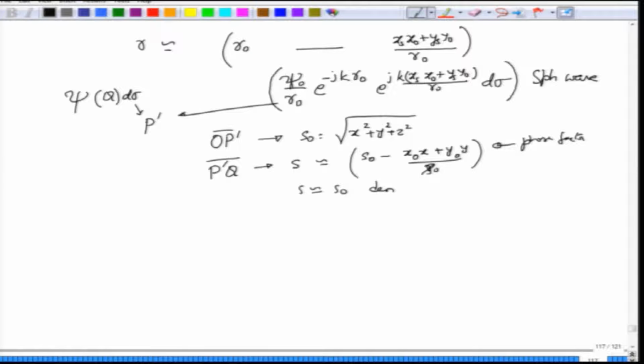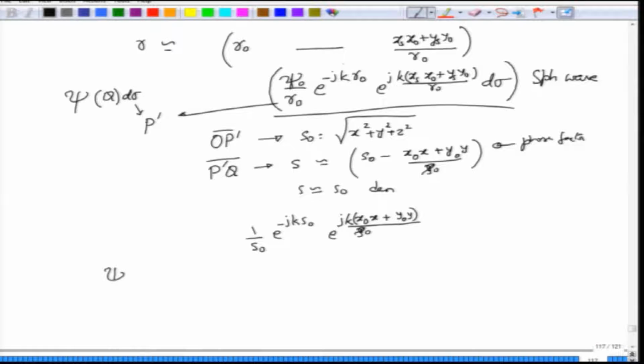So, with this as the amplitude, the next part of the spherical wave would be given by e power minus j k S0. I am just following the same ideas that I have already written down. So, there will be 1 by S0 e power minus j k S0. You can observe that these terms are essentially the same as we have written earlier, times this additional phase factor, which would be e power j k (x0 x plus y0 y) divided by S0.